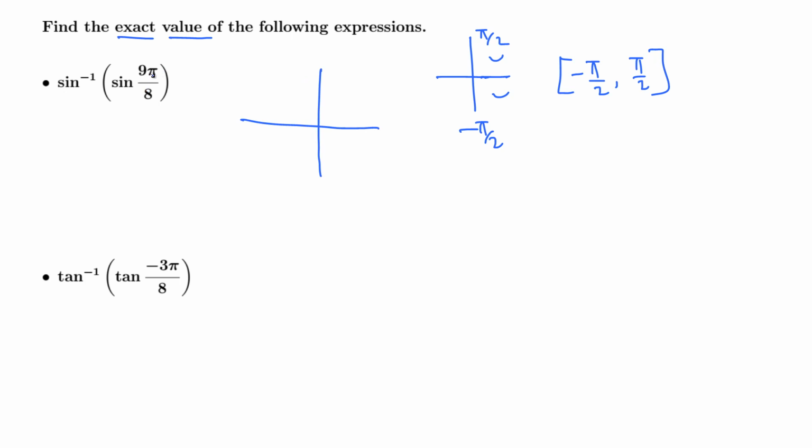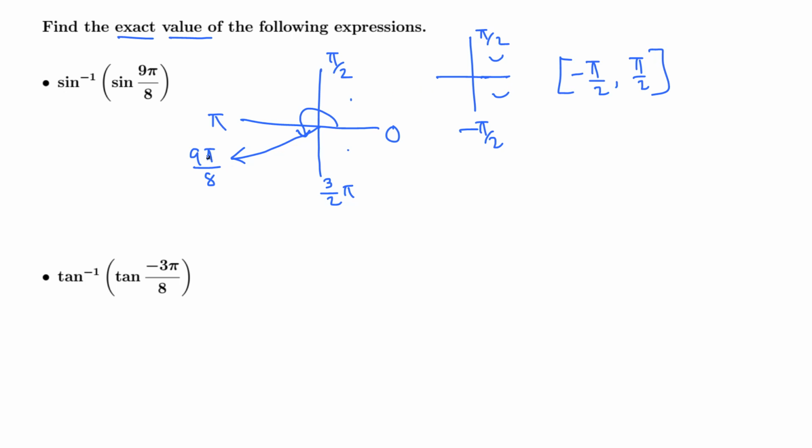So 9 pi over 8, let's look at that. 9 pi over 8, that's 9 over 8 pi, so bigger than pi. So here is pi, 0, half pi, 3/2 pi. So this one is a little bit bigger than pi, because 9 over 8 is a little bit bigger than 1. So it's somewhere here. Okay, so 9 pi over 8 is this angle. But we are supposed to bring this one either in here or here.